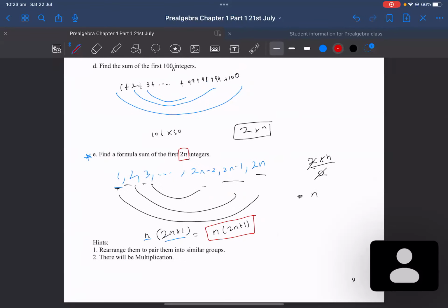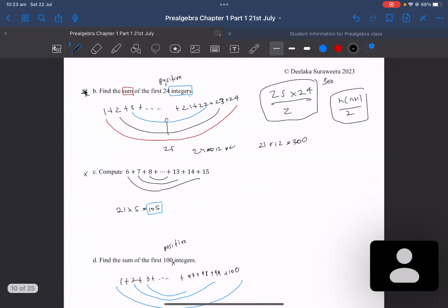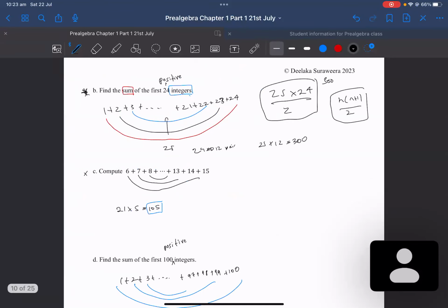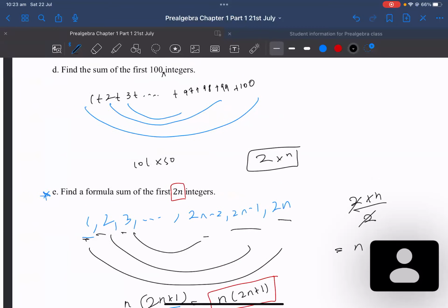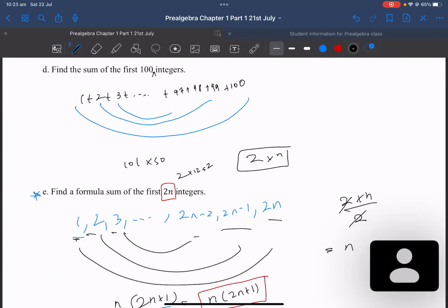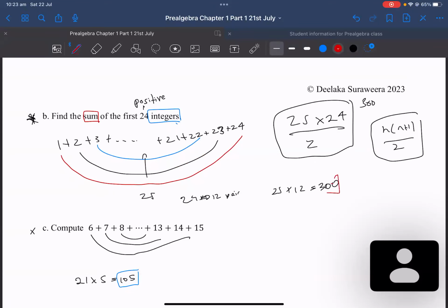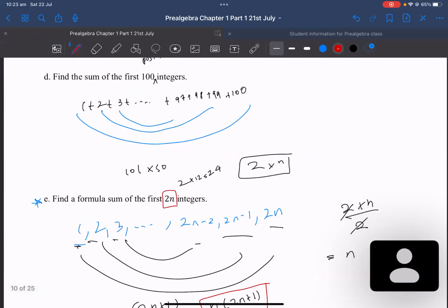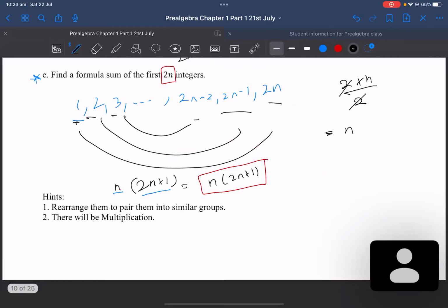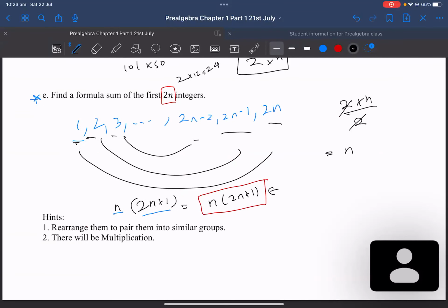Now, if I say n is 12, that's the sum of the first 2 times 12, which is 24 numbers, which is what we did before. So we should get our answer to be 300. I just subbed in n is 12, that means the first 24 numbers. If I sub n is 12 into this formula, look at what happens. n is 12, that's 12 times 2 times 12, which is 24, plus 1. What's 12 times 25?